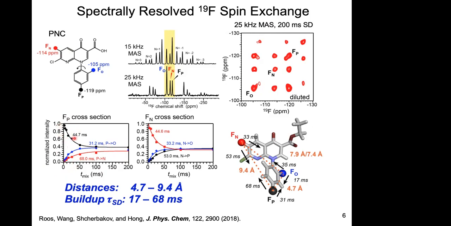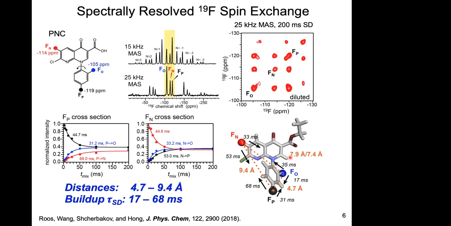But I can also plot the decay of the diagonal intensities. So this is the FP cross-section. I'm drawing a line here parallel to the omega-2 axis. And that diagonal peak intensity, of course, will decay, and the cross peaks will build up. And I can follow this for another site. And the idea is if the distances are short, then the buildup should be faster. So the buildup rate tells me something about the distance.